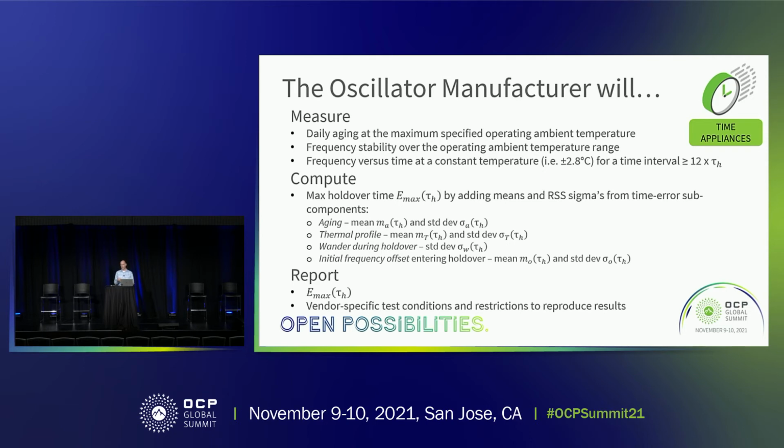And then it's up to the oscillator manufacturer to report what the maximum time error is at a given holdover time, tau sub h, and also if there's any special conditions that are vendor specific. For example, if the vendors require you to place a cover over the oscillator, or if they request certain mechanical design restrictions of where you can place the oscillator. These are the things that could impact the results when they do their measurements, and in order for you to reproduce the same results in your laboratory, you would need to know those things.